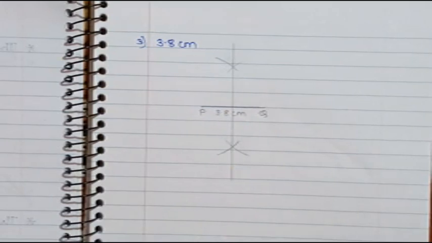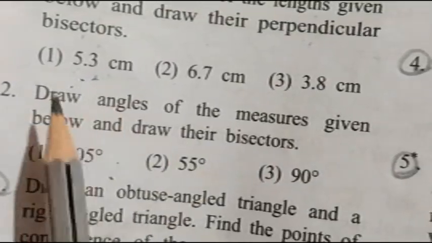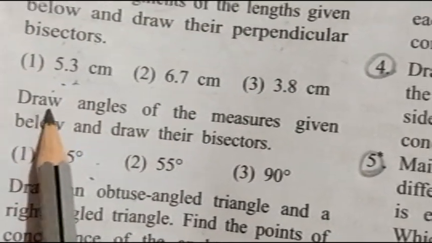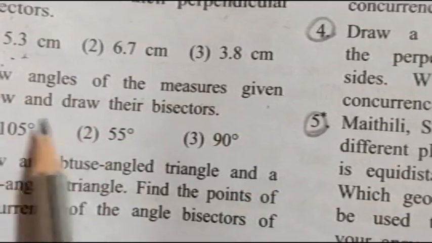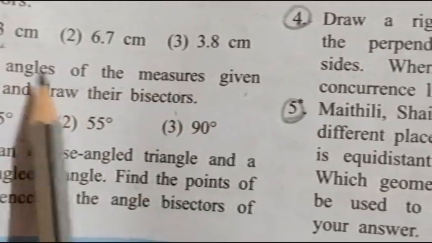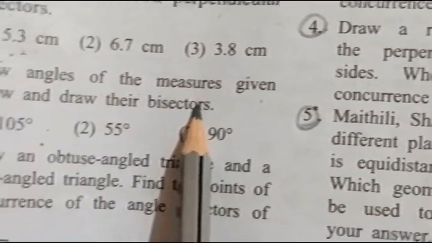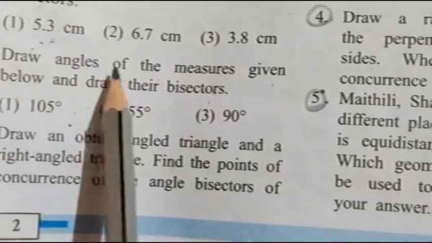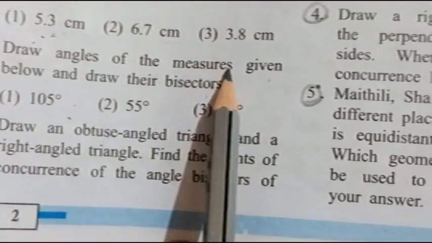Now let us proceed towards question number 2. Now students, the second question, that is, draw angles of the measures given below and draw their bisectors. Now this is angle bisector. Okay, now you are supposed to draw the angles of the measures given and then you have to bisect them.